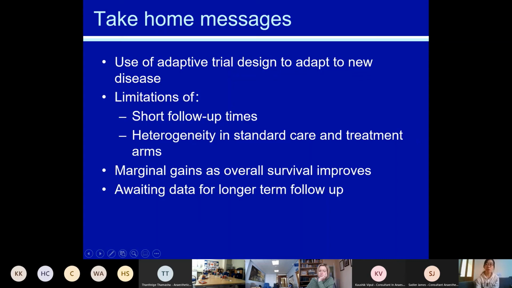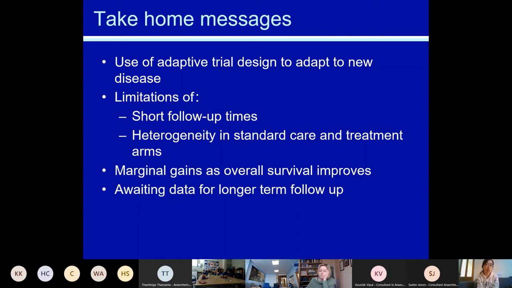So take-home messages from the RECOVERY trial in general, these are basically things that I've learned. It is the increased light put on the use of adaptive trial designs to look at new diseases. COVID came out of nowhere, and in order to really rapidly look at different treatments, an adaptive trial design was used. I think that was the first major trial where it really made the headlines, and everyone learned how to recruit and how to interpret results from an adaptive trial design.